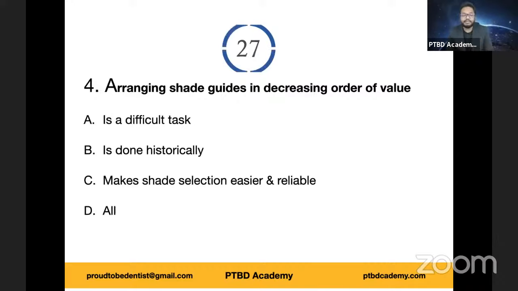So is it a difficult task? Is it done historically, or makes shade selection easier and reliable? So which one do you think is more appropriate? I'm glad you all chose option C, which is right answer. As I mentioned, this selection based on value, because if you observe the teeth, there is subtle differences in value, not hue, not chroma, right? So that's the very reason why we have a Vita 3D master.